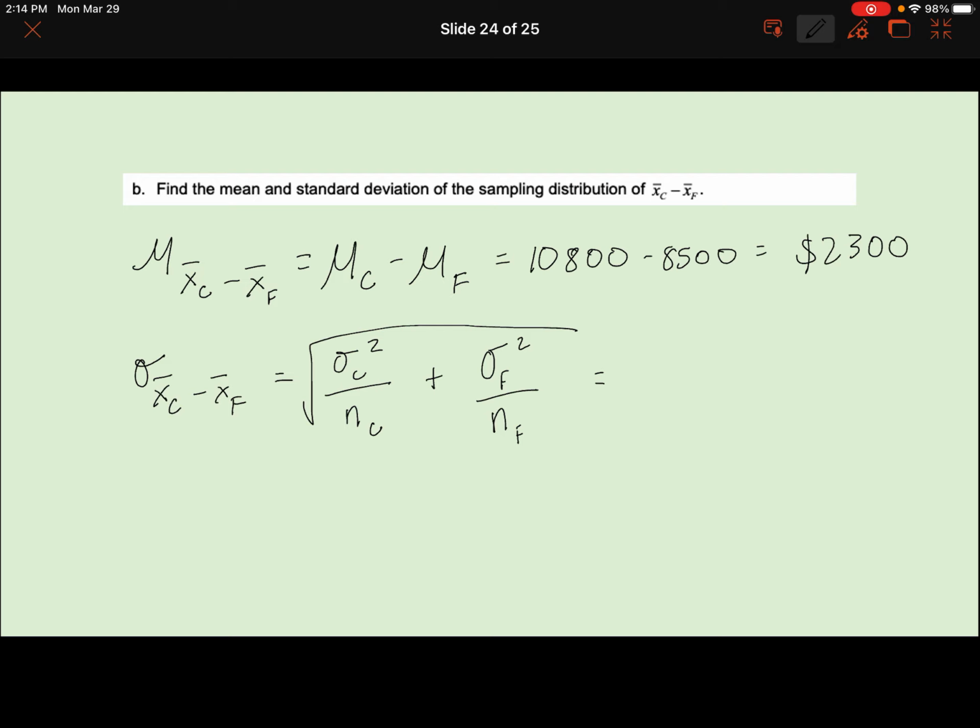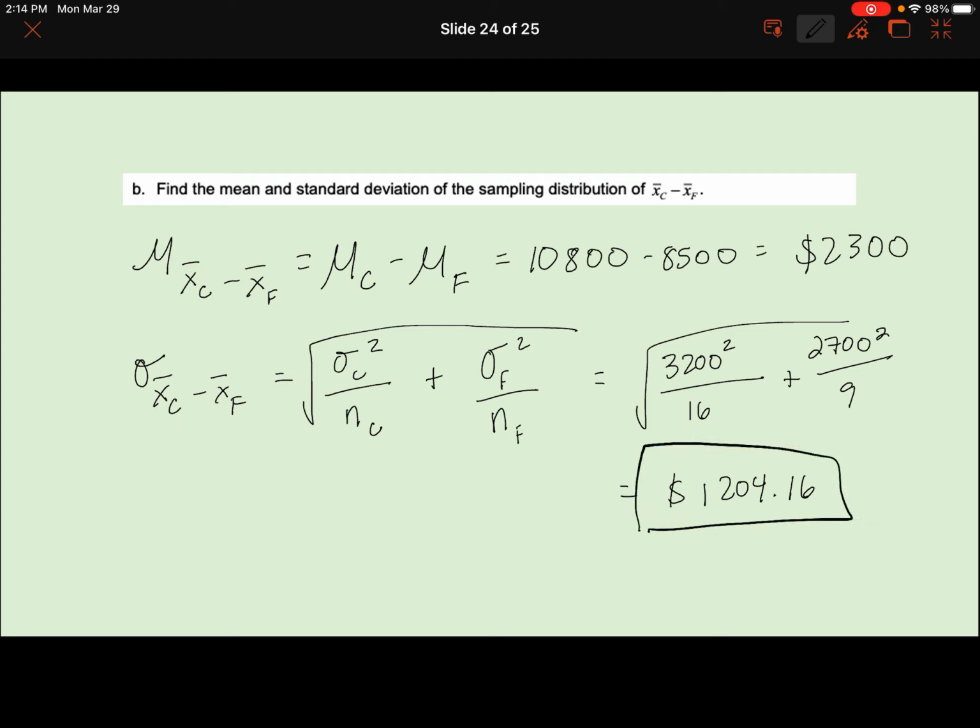So filling this out, it's going to be 3,200 squared divided by 16 and 2,700 squared divided by 9. And when we do that, we get $12,004.16. All right, so we're going to need this for the next problem. I'm going to put those in boxes.